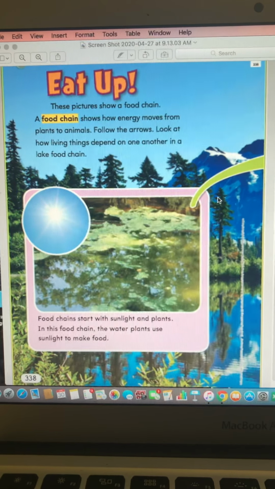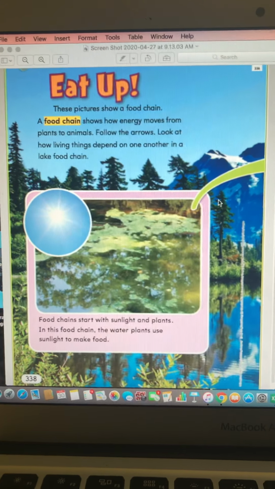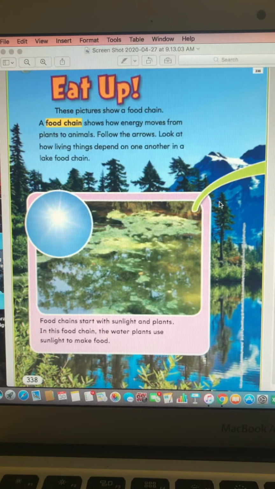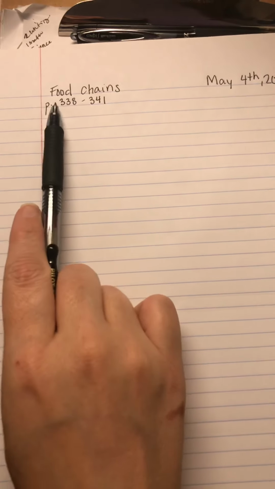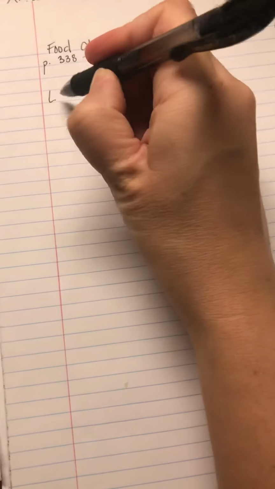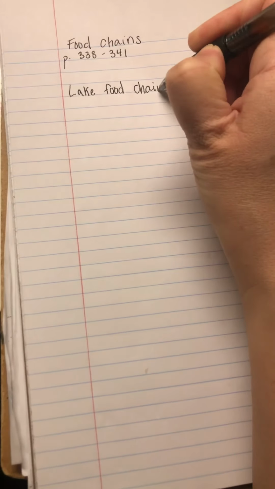These pictures show a food chain. A food chain shows how energy moves from plants to animals. Follow the arrows. Look at how living things depend on one another in a lake food chain. So you're going to want to start your title here, Food Chains, May 4th. And then I want you to write the page numbers that we're going to be working on. Then I want you to write lake food chain. And this diagram is going to show how energy flows in a food chain.